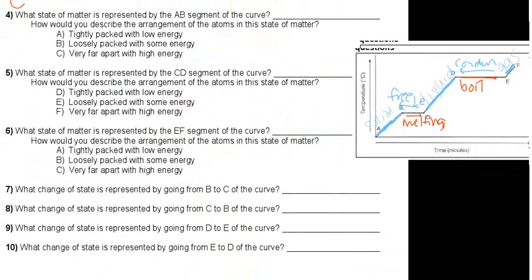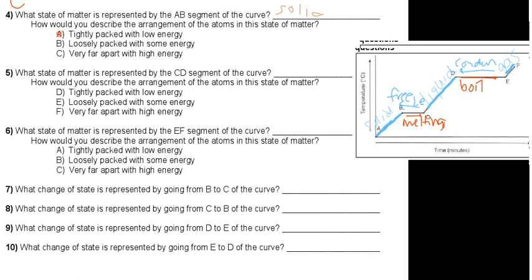So since we went ahead and filled this out already, it'll be very easy to answer these questions. Number 4 is asking what state of matter is present between line segment AB. Well, AB over here is a solid. And how would you describe the arrangement of atoms in that state of matter? Well, we know that they're very tightly compact and they have very low energy.